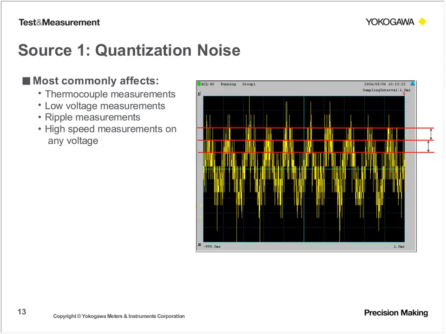And quantization noise most commonly affects low-speed, low-voltage measurements. So typically, that would be if you think of thermocouples, low voltage, if you're trying to measure voltage ripple. It does occur in some high-speed measurements, but that is only in the case where your instrument doesn't have enough bit resolution to resolve the signal. And we'll talk a little bit more about that later. But for quantization noise, what you'll see is most commonly it affects low speed measurements.